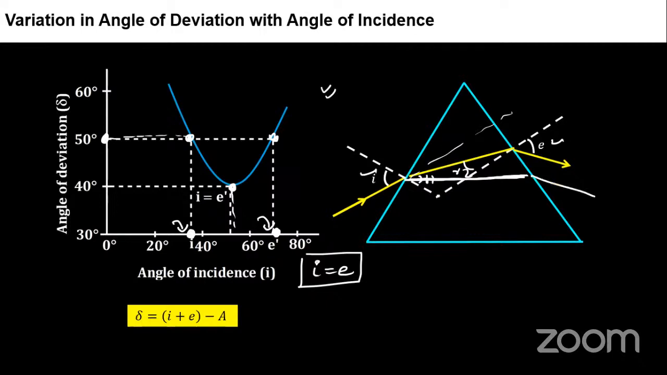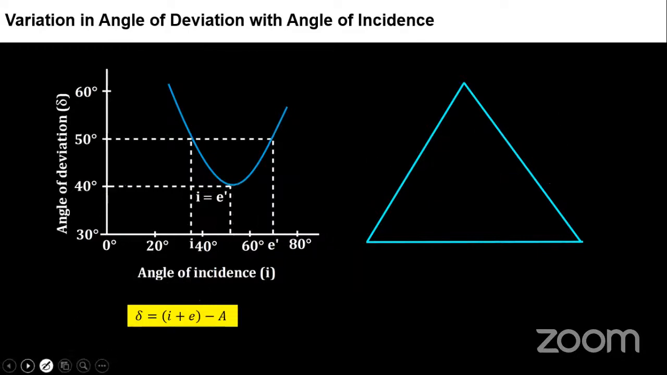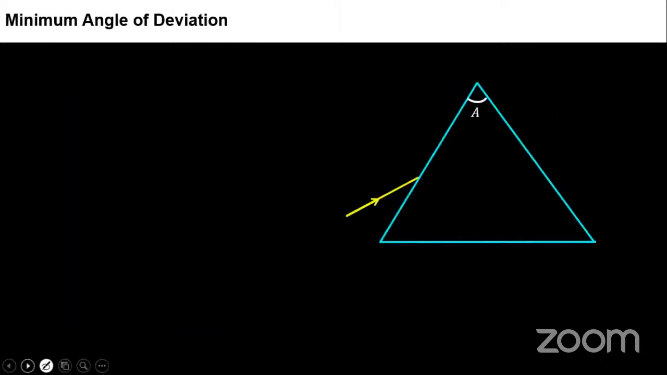If it's parallel to the base, then the angle of deviation will be minimum, and that angle of minimum deviation is shown on this graph like this. Suppose it is 40 degrees, for a particular angle between 40 to 60 degrees. So by using certain geometrical things we have made this angle of deviation minimum. Let us see it now. Okay, so let us derive it.